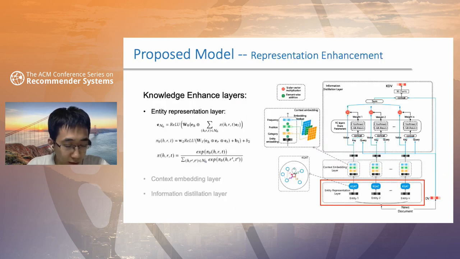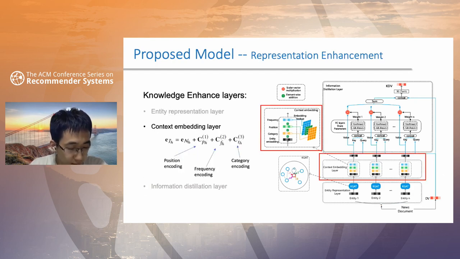Our representation enhanced part consists of three layers. The first layer is a knowledge enhanced layer. Inspired by the knowledge graph attention model, in this layer, we not only consider the entity in the news itself, but also the neighborhoods of the entity in the knowledge graph. We use the TransE method to train the embeddings of the entities and the relations in the knowledge graph.